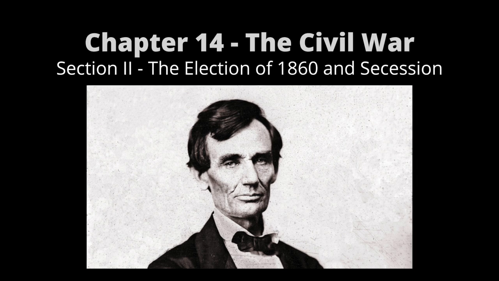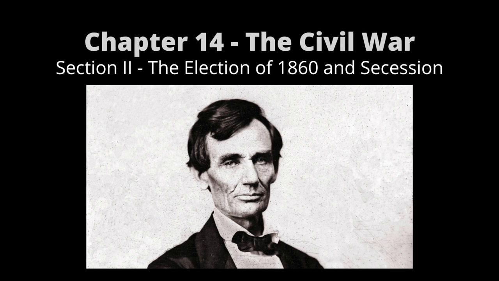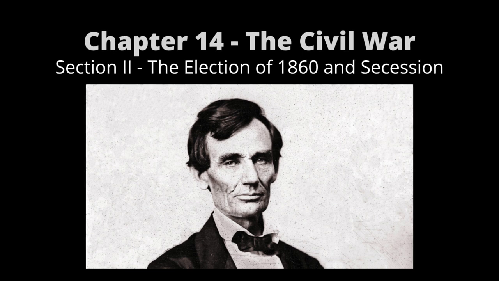A subsequent convention in Baltimore nominated Douglas, while Southerners nominated the current vice president, John C. Breckinridge of Kentucky, as their presidential candidate. The nation's oldest party had split over differences in policy towards slavery. Initially, the Republicans were hardly unified around a single candidate themselves. Several leading Republican men vied for their party's nomination.